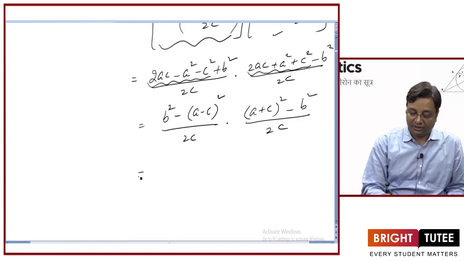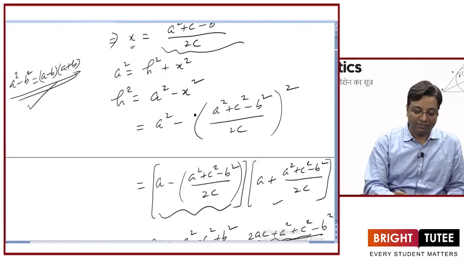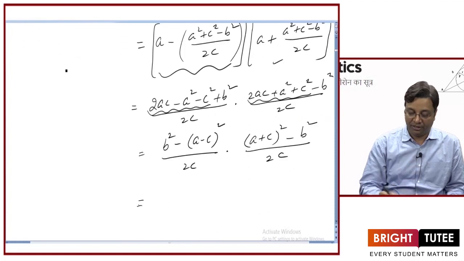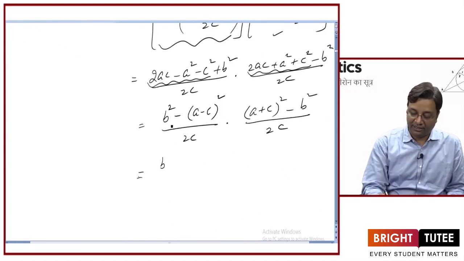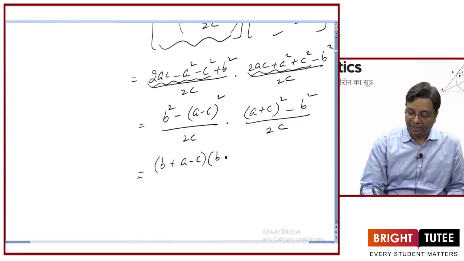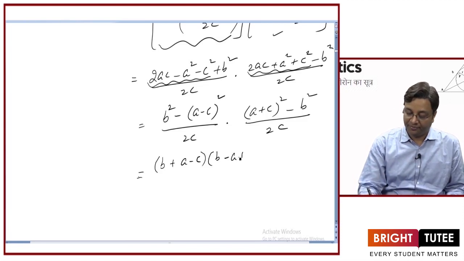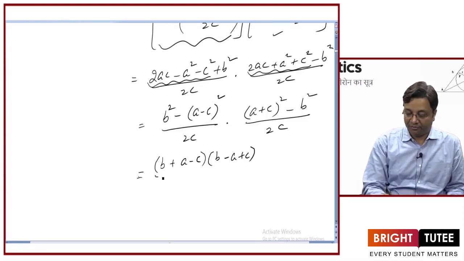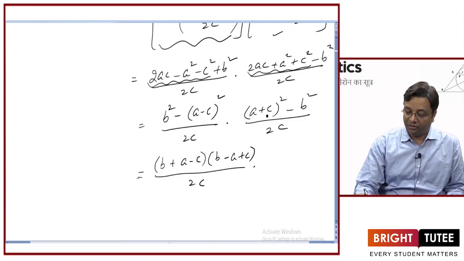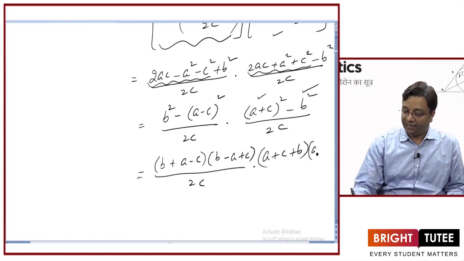Now, this is again a square minus b square type, so a minus b into a plus b. Let us further simplify it and write it like this: (b + a − c)(b − a + c), negative negative positive, by 2c into, and this is again a square minus b square form, so (a + c + b)(a + c − b), and this is also divided by 2c.